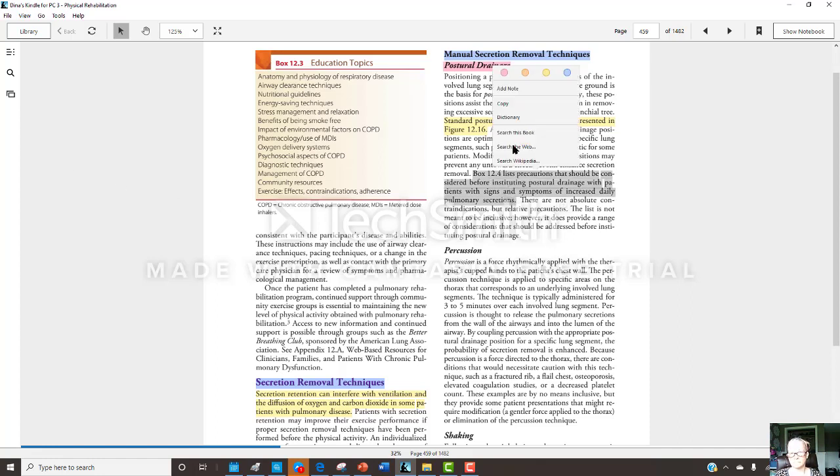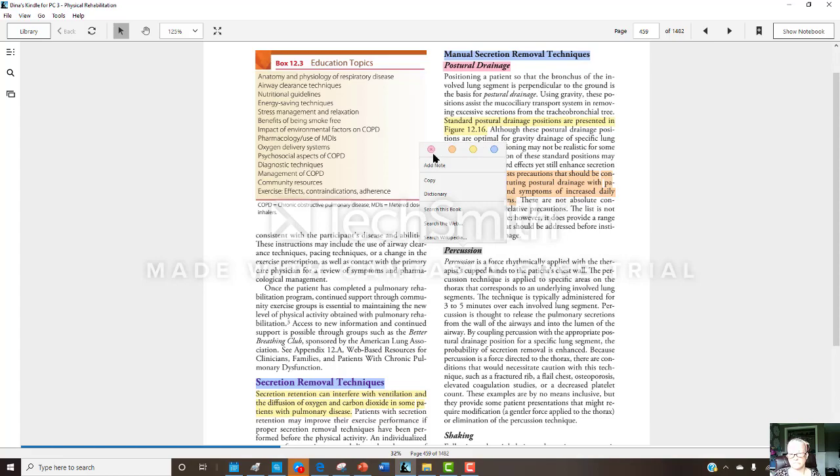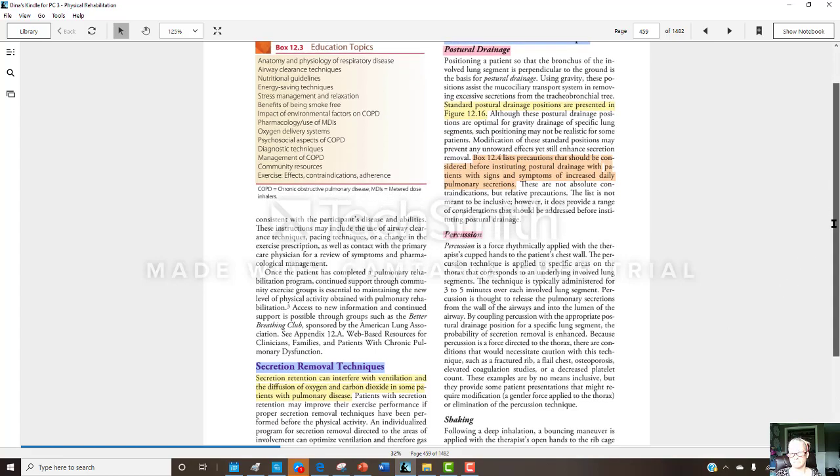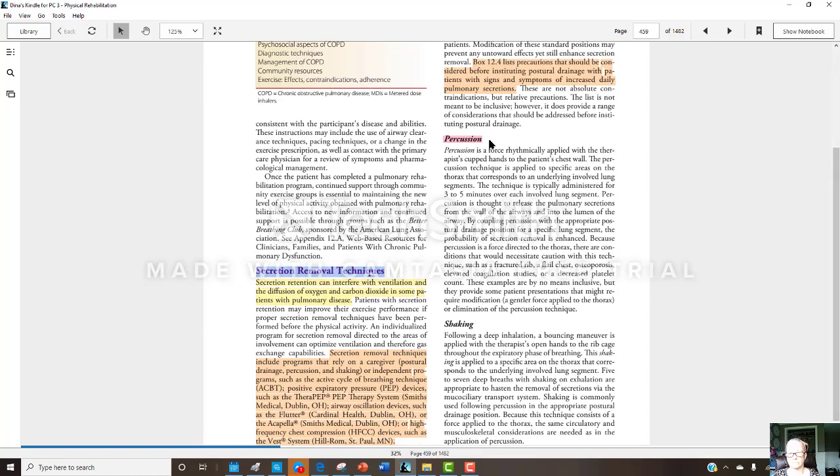Box 12.4 lists precautions that should be considered before instituting postural drainage with patients with signs and symptoms of increased daily pulmonary secretions. These are not absolute contraindications, but relative precautions. The list is not meant to be inclusive. However, it does provide a range of considerations that should be addressed before instituting postural drainage. Percussion. Percussion is a force rhythmically applied with the therapist's cupped hands to the patient's chest wall. The percussion technique is applied to specific areas on the thorax that correspond to underlying involved lung segments.